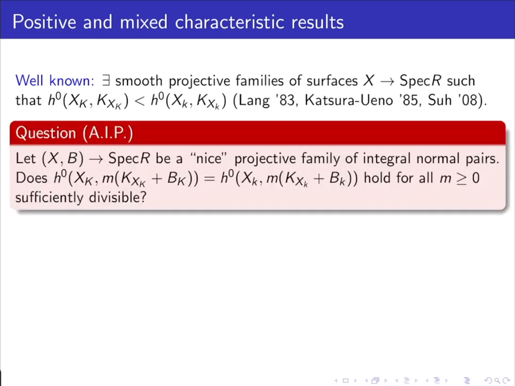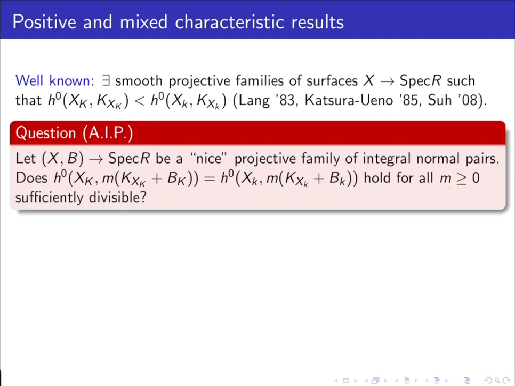And so you might ask, is this always true? If you have a nice projective family of integral normal pairs, where nice here can mean maybe log smooth with KLT fibers or canonical singularities, then is it true that the invariance of plurigenera holds for all m sufficiently divisible? I refer to this question as AIP, which stands for asymptotic invariance of plurigenera, asymptotic meaning that we only consider those m's.